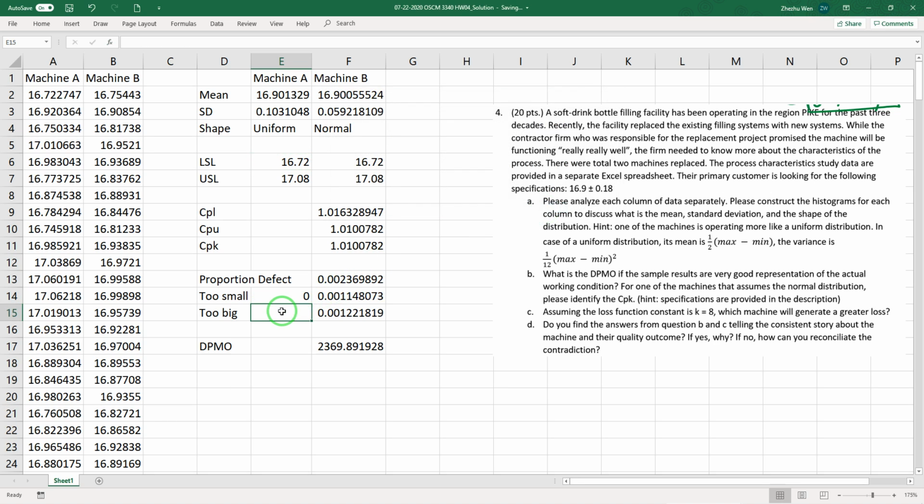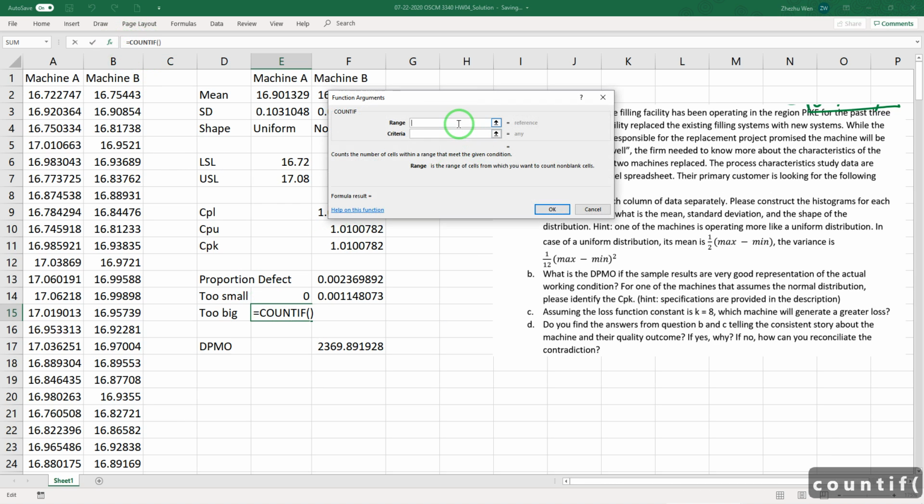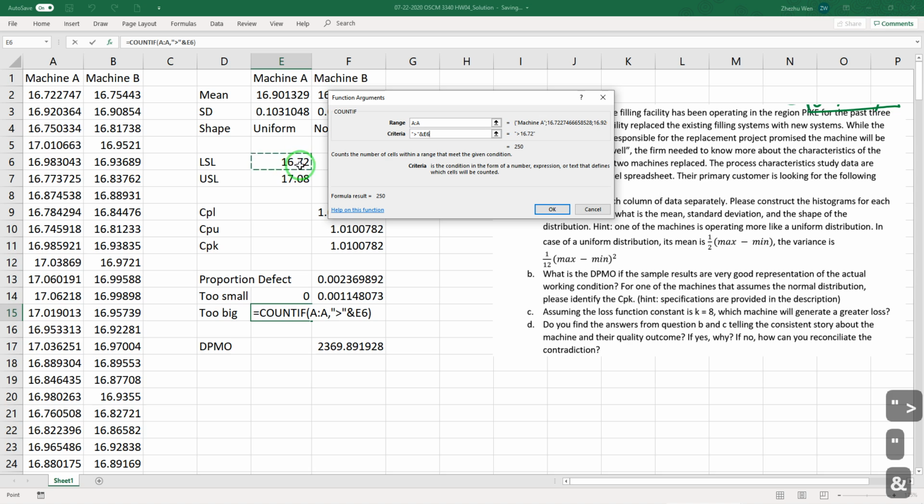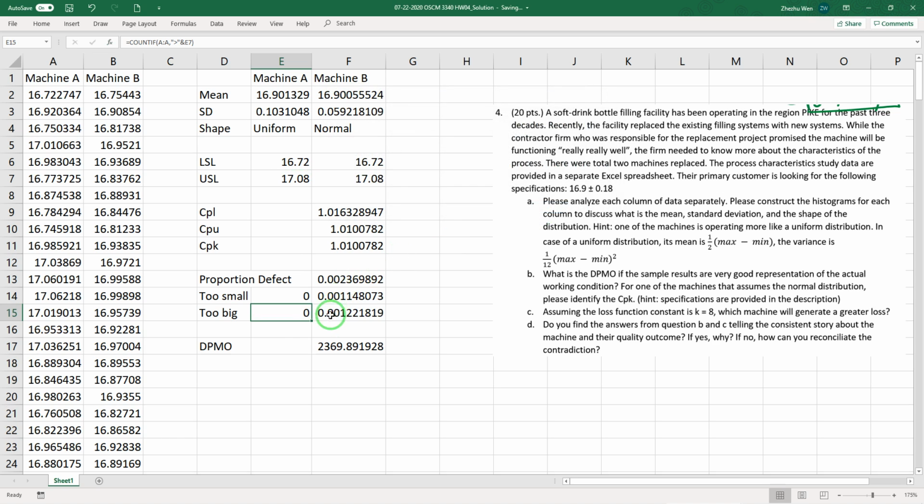Okay, what's greater than the upper spec? Range is again, greater than. Upper spec here is this guy right here. So it looks like there's also nothing falling outside of the upper spec limit. Looks like this process does not generate anything less than the lower and greater than the upper spec. Therefore, it looks like it's generating 0 at this point.